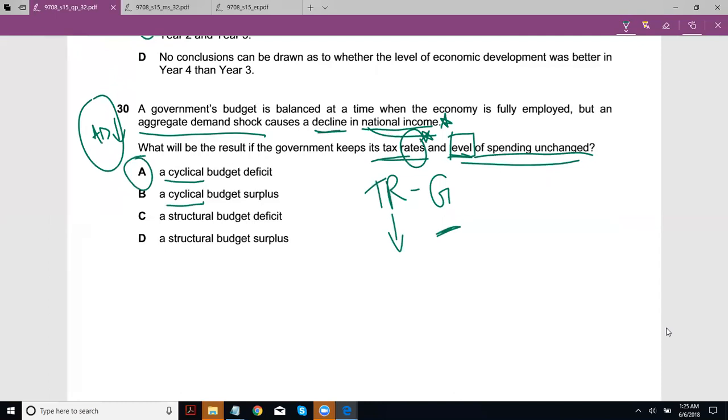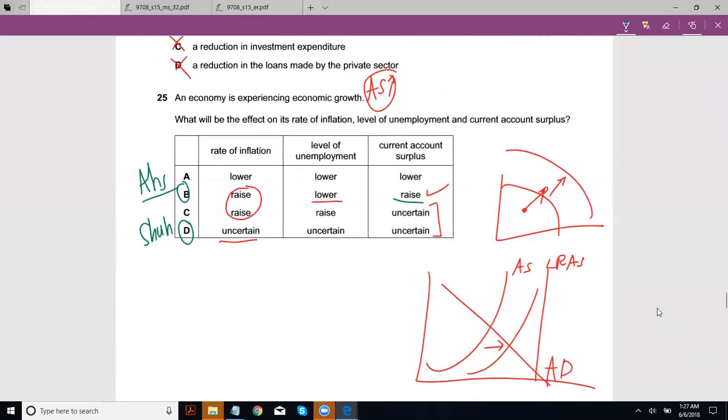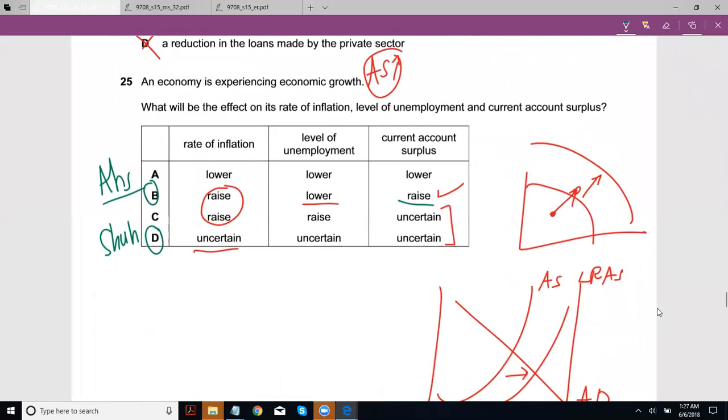Now we can quickly check our answers to the last 10 MCQs. We checked our answers, and I think we can say that we got all of these questions right, except I got this one wrong. It was in fact D, question 25, because economic growth is not just about actual growth; potential growth could also increase, which means if your aggregate supply increases, then your rate of inflation will be uncertain. Your level of unemployment depends on how your potential increases, and obviously your current account surplus is uncertain.